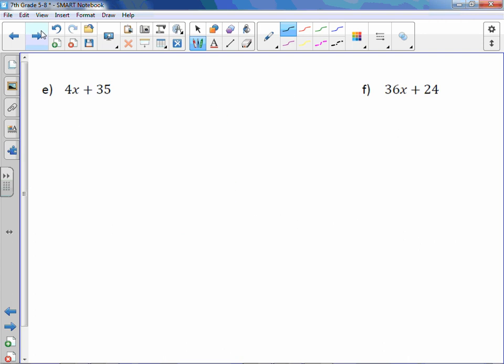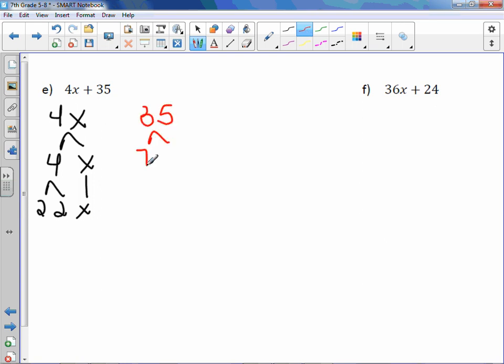Letter E. 4x is 4 times x. 4 is 2 times 2. Bring down the x. Then we have 35, which is 7 and 5. There are no common factors other than 1, so we can say cannot be factored.